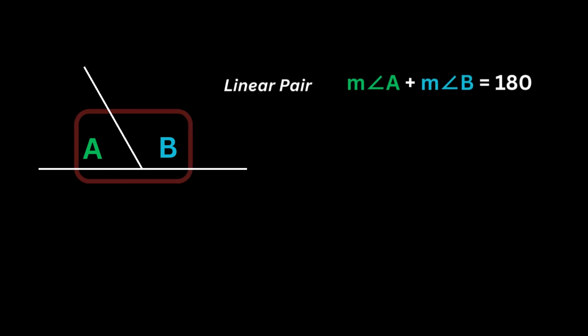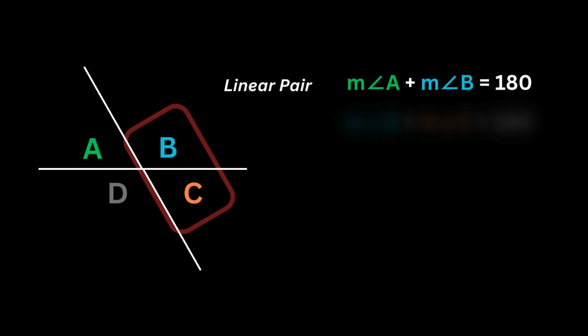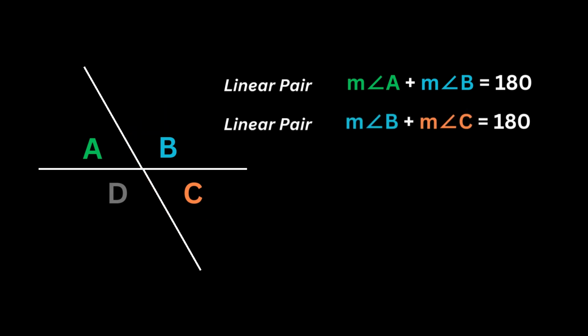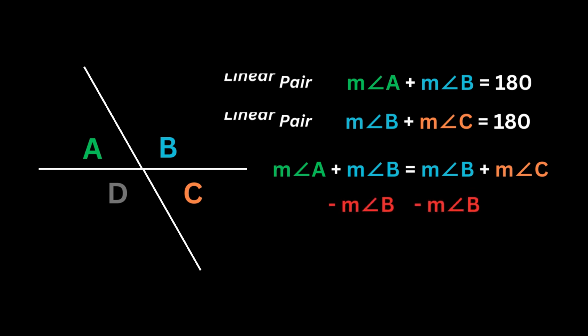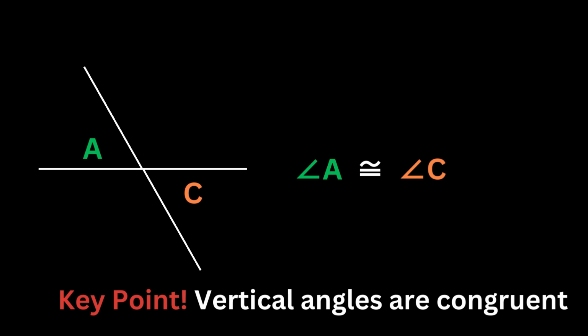Now let's move on to vertical angles. Here we have angles A and B, which form a linear pair. If we extend the ray in the other direction, we form two more angles, C and D. B and C also form a linear pair. Since both pairs add to 180, we can set the expressions equal to each other. To simplify, subtract the measure of angle B from both sides, leaving us with the measure of angle A equals the measure of angle C. This means that angle A and angle C are congruent. The key point here is that vertical angles are congruent.